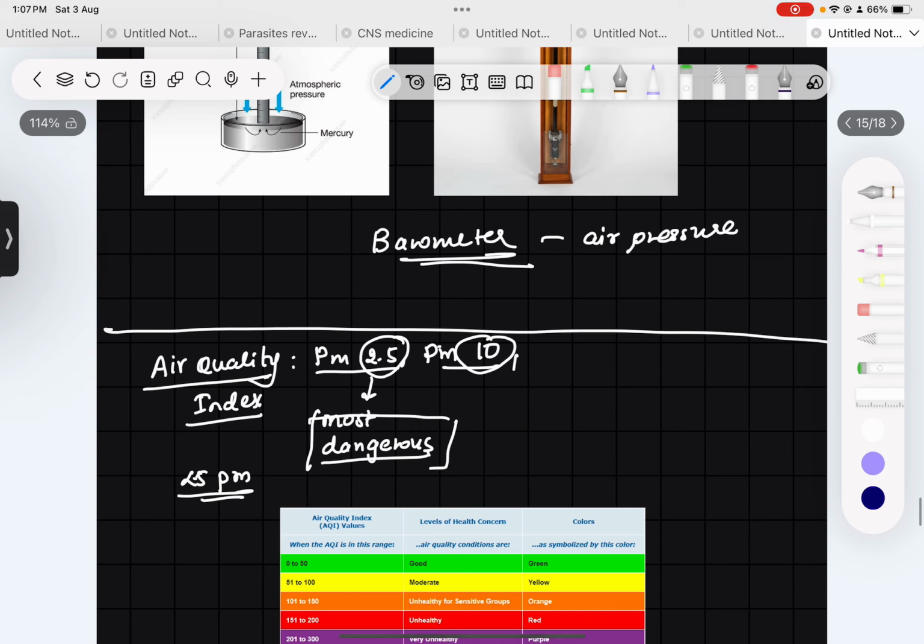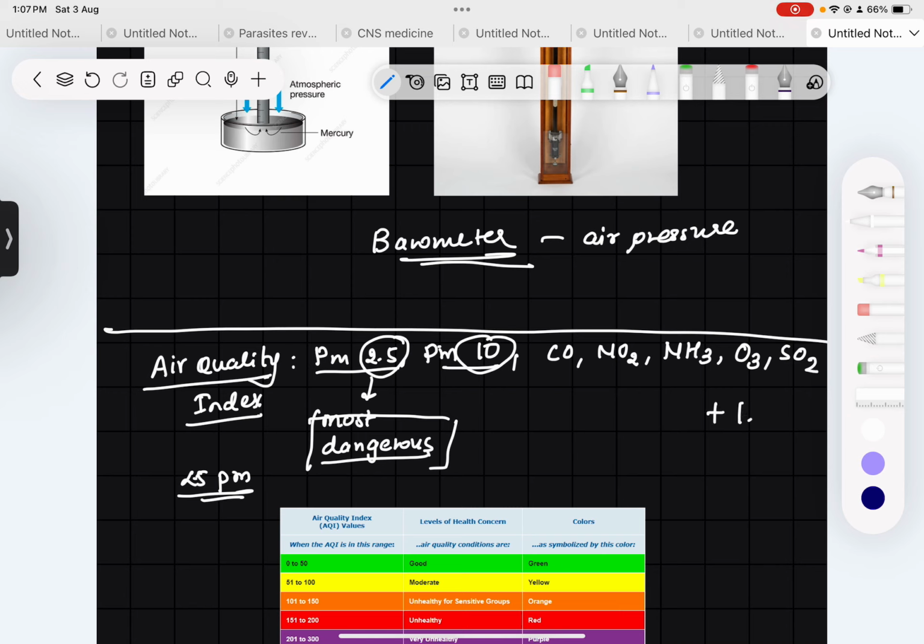Apart from this, there are some gases like carbon monoxide and NO2, then NH3, then O3, meaning ozone, and SO2 plus lead. So these are the components that we take up to measure the air quality index.